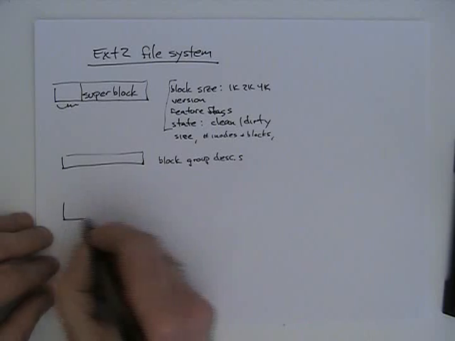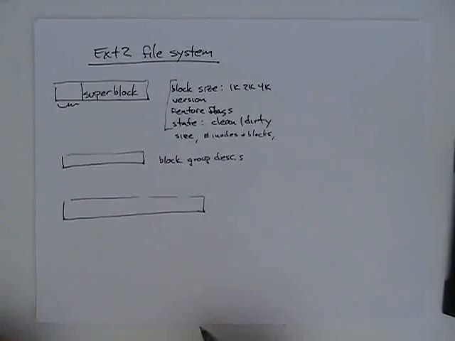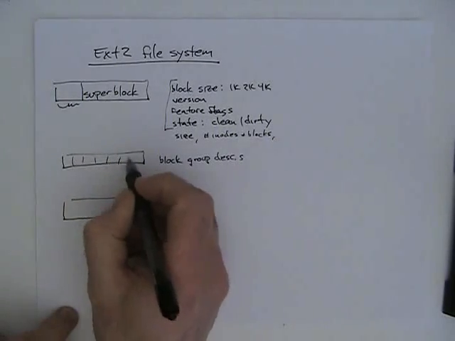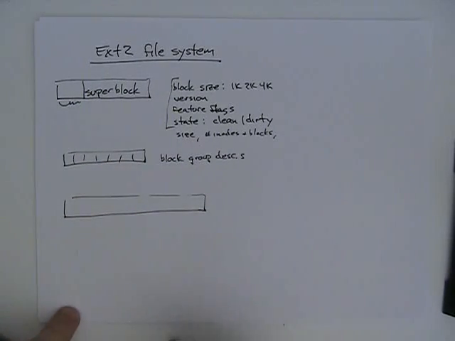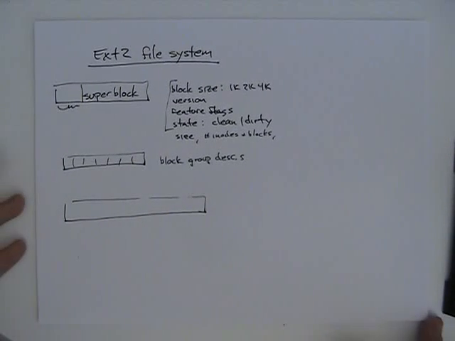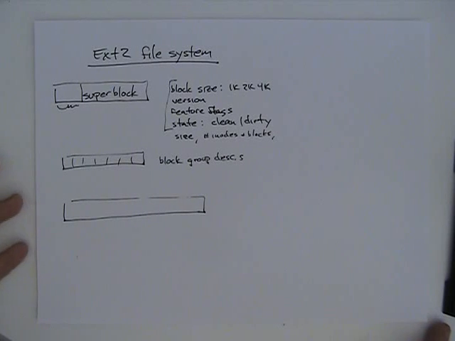So I'll describe a block group because it doesn't make sense to describe the descriptors until you've seen what the group is. A block group, so what the fast file system did was, for locality, it created what they called cylinder groups. There are block groups in ext2 with the idea that you want to allocate the inodes and the data blocks for a directory and its files close to each other.